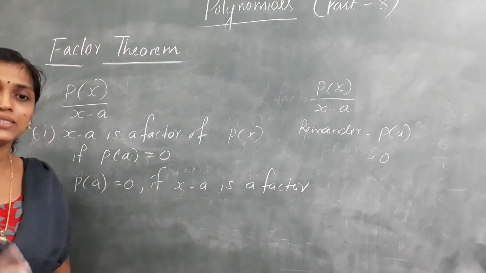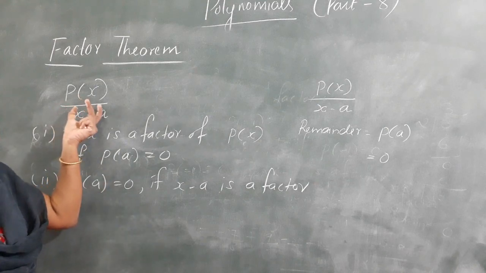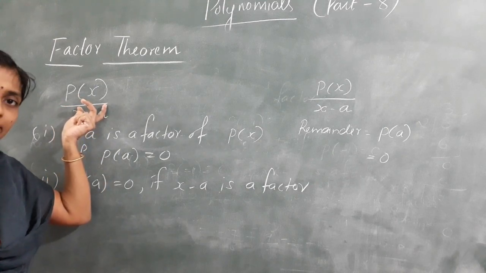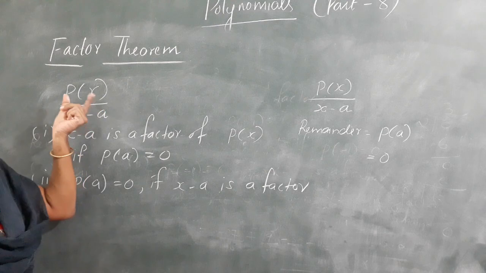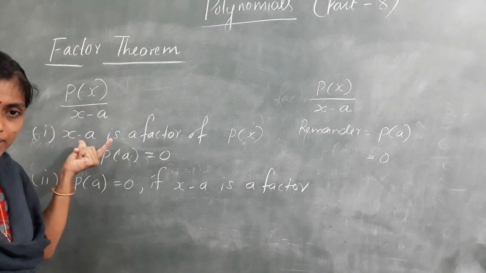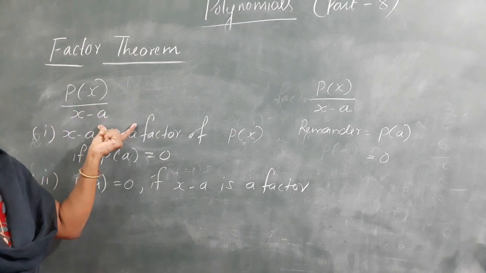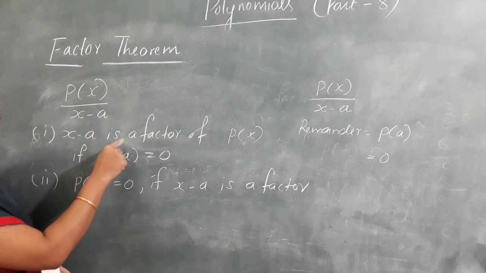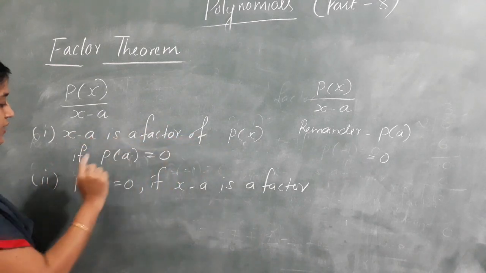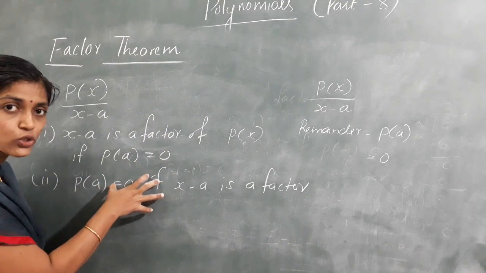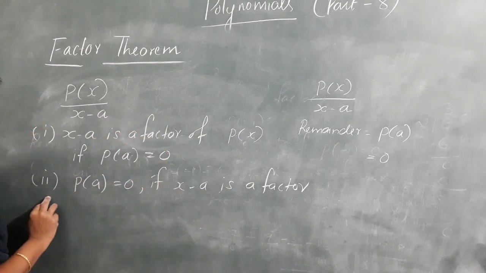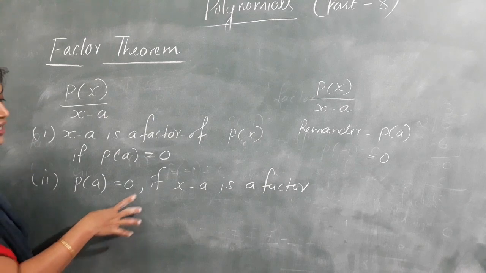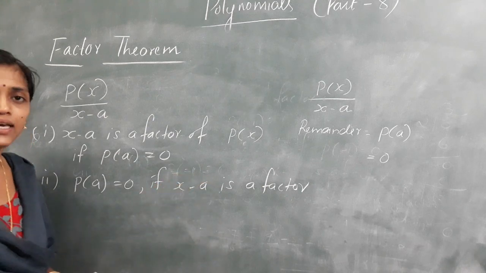The factor theorem states that if p of x is a polynomial of degree greater than or equal to 1, and p of x is divided by the linear polynomial x minus a, then x minus a is a factor of p of x if p of a is equal to 0. And second, p of a is equal to 0 if x minus a is a factor.